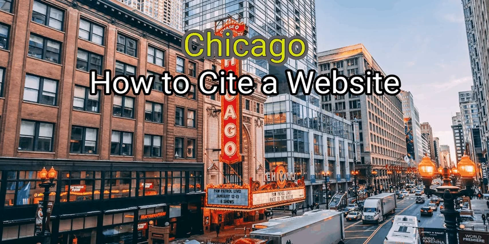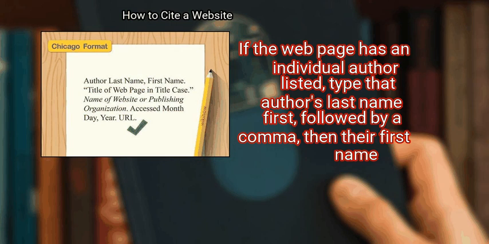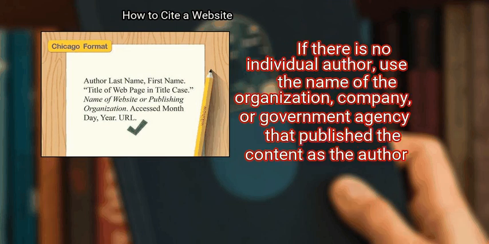Method 3, Chicago. Step 1: start your bibliographic entry with the name of the author. If the web page has an individual author listed, type that author's last name first, followed by a comma, then their first name. If there is no individual author, use the name of the organization, company, or government agency that published the content as the author.